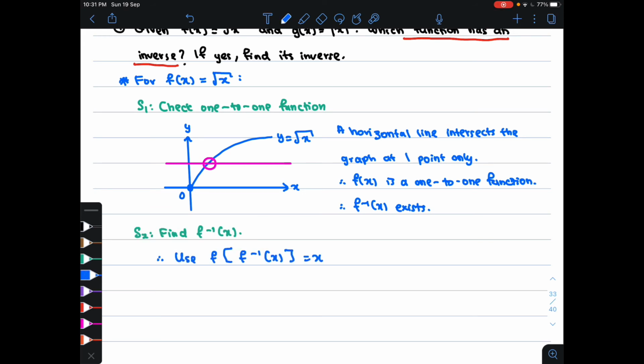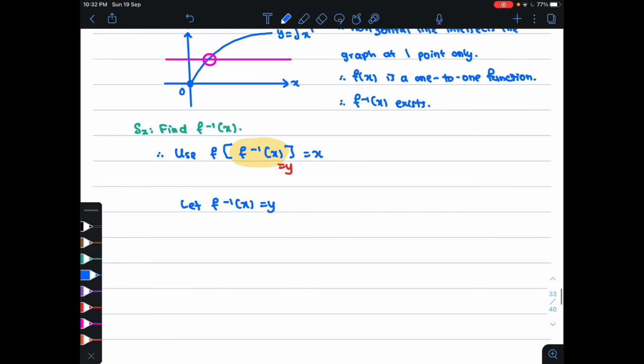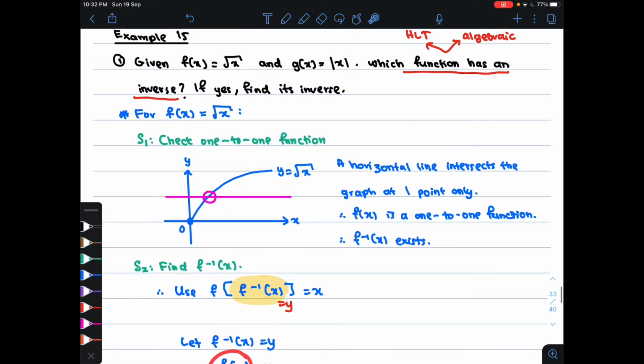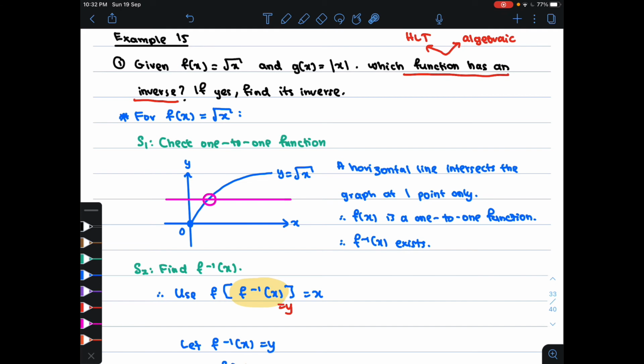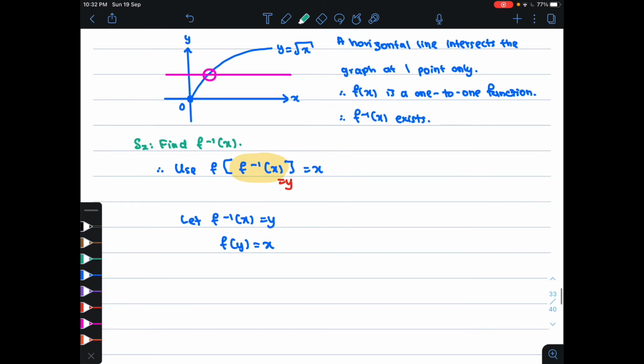So now we know that f inverse exists, therefore the second step is to find the inverse. And to do that, we need to use the property f of f inverse x is equal to x. And you're gonna let f inverse x is equal to y. So now, this equation will give you fy is equal to x. What does it mean by fy? Okay, kamu tengok soalan. Fx is square root x. When this is x, this is also x. But now, we want fy. We're gonna substitute y into fx equal to square root x.